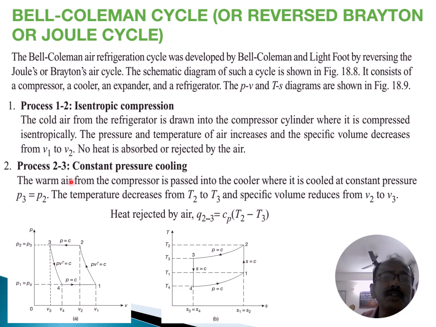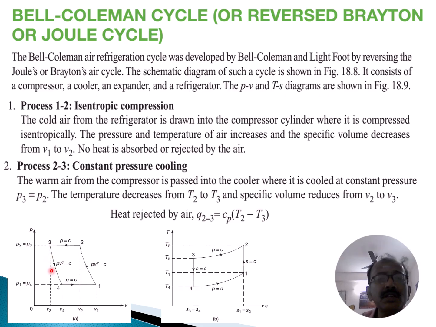Similarly, process 2 to 3 is constant pressure cooling. 2 to 3 is the constant pressure process. So in that case, the heat rejected at constant pressure, Q23, is nothing but Cp into (T2 minus T3).